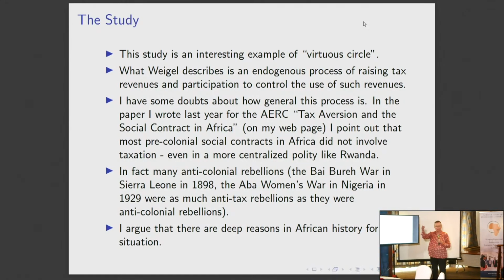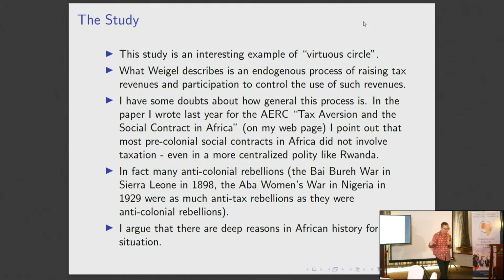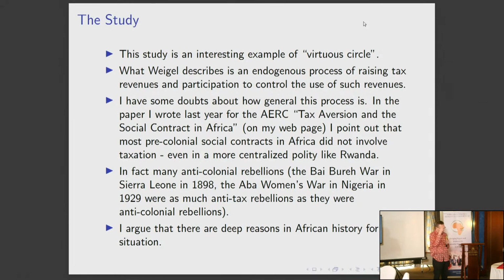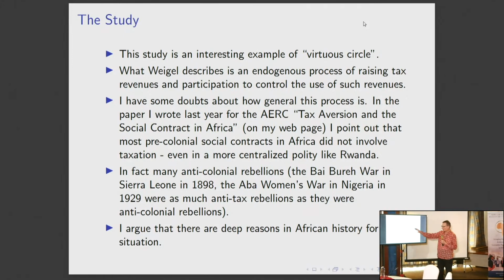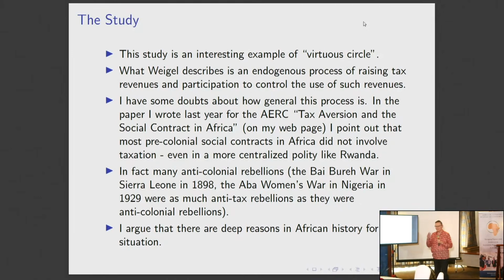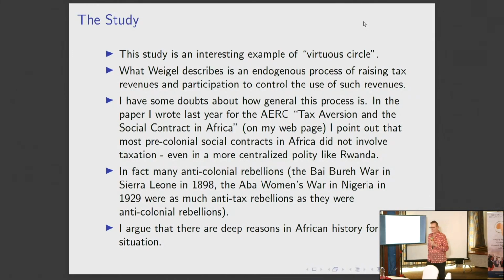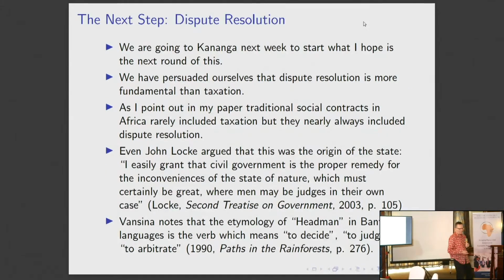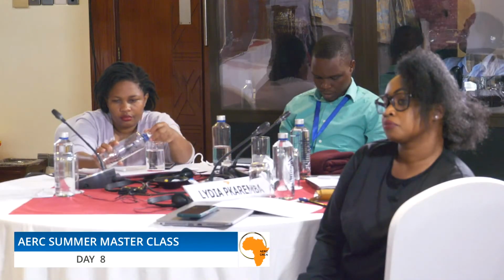Professor Bautista is going to talk about powerful women in eastern Nigeria tomorrow. I'm going to talk about powerful women in Ghana by the end of today. I could give other examples. They're anti-colonial uprisings, obviously, but they're also anti-tax uprisings. That's what I emphasize in this paper. What I talk about in the paper is that I think there are actually deep reasons in African history for why there's this antipathy towards taxation. And Professor Weigel and I have been talking about this a lot.